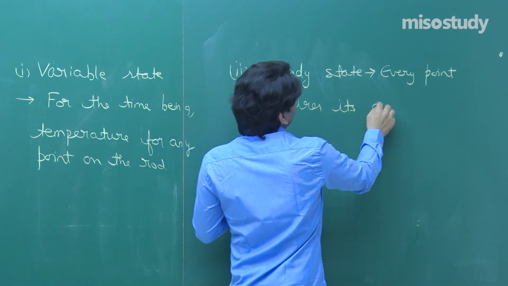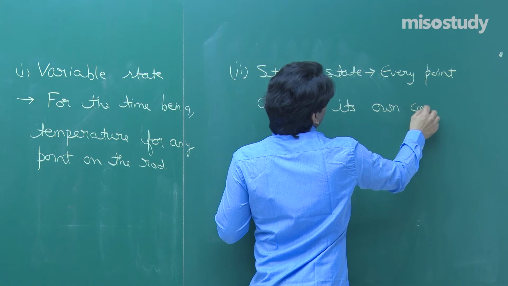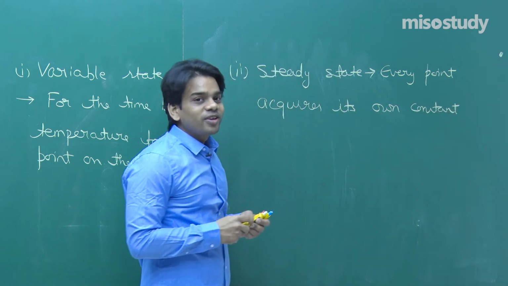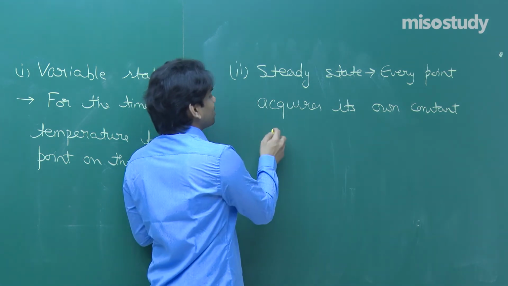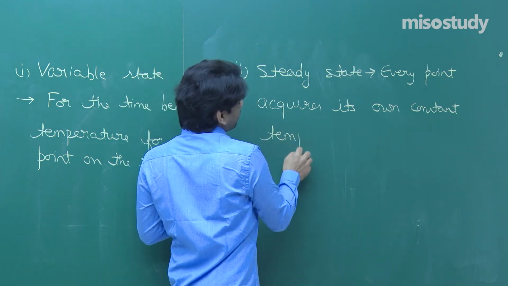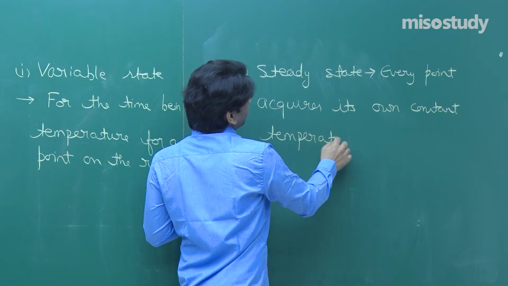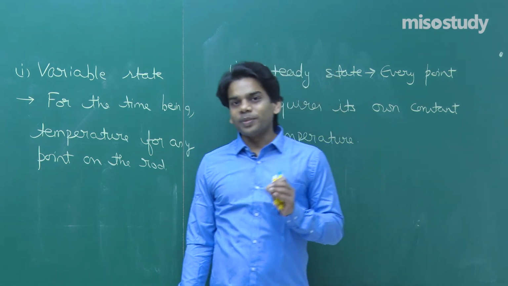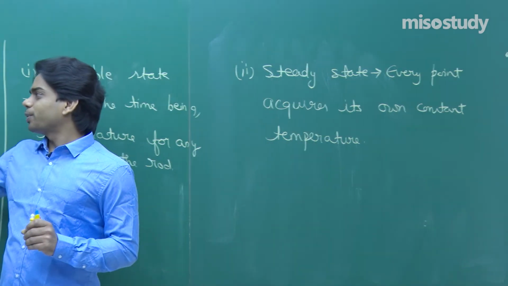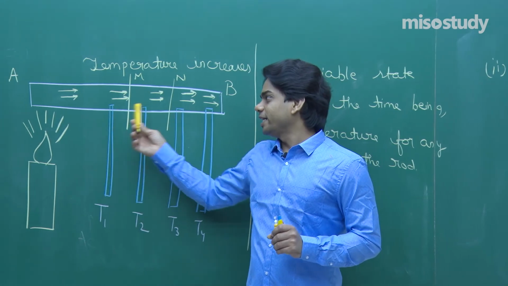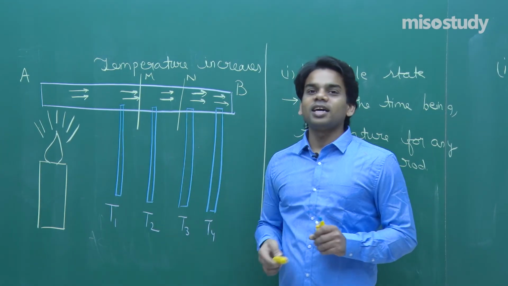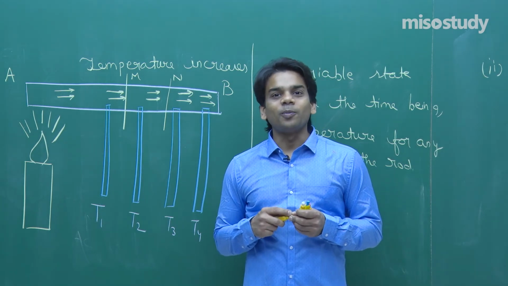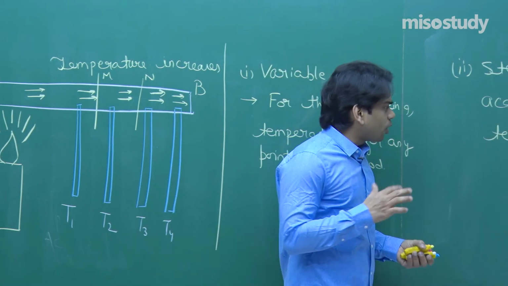So steady state is reached, each acquires its own constant. Why am I saying its own? Because every end will be having a different temperature. So if end A is, let's say, 100 degrees Celsius and end B is maintained at 20 degrees Celsius, each one in between will be having a temperature between 100 and 20. Let's say this is 80, this is 60, this is 40, this is 30, and so on. This is how the steady state will be obtained by each of the ends.